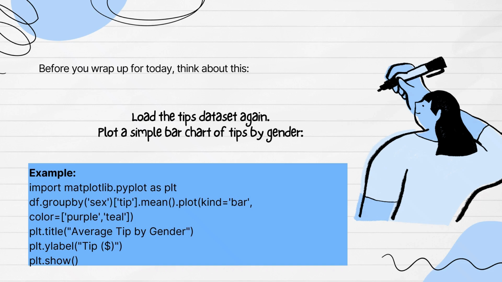For your practice, load the tips dataset again. Find the average total bill for each day using pandas. Plot a simple bar chart of tips by gender.